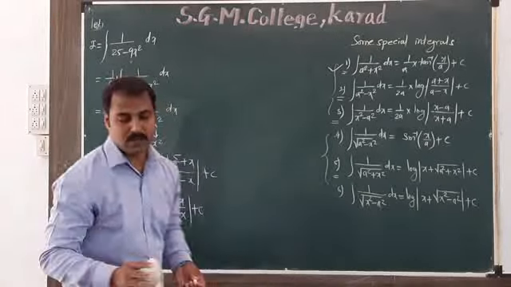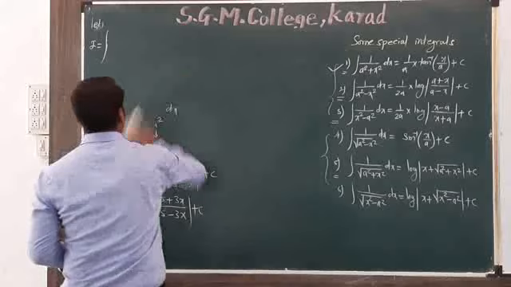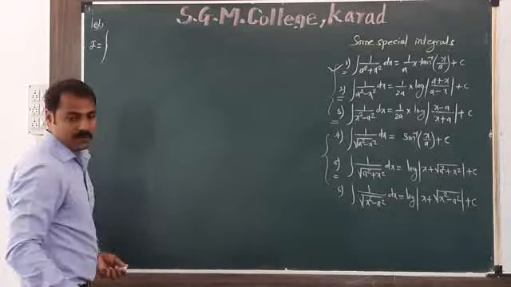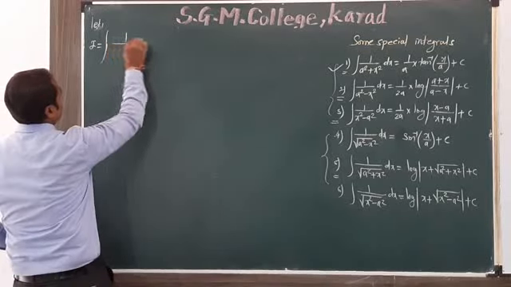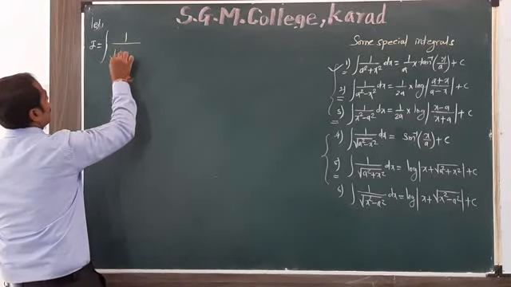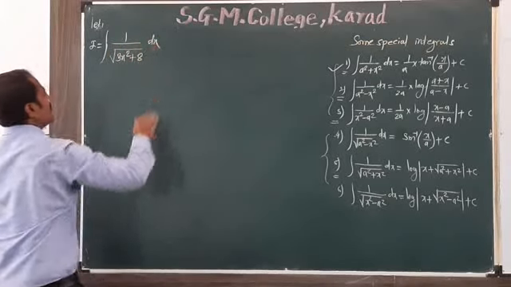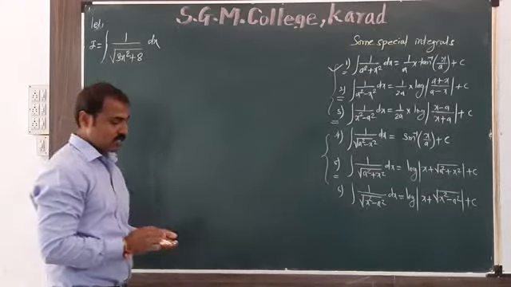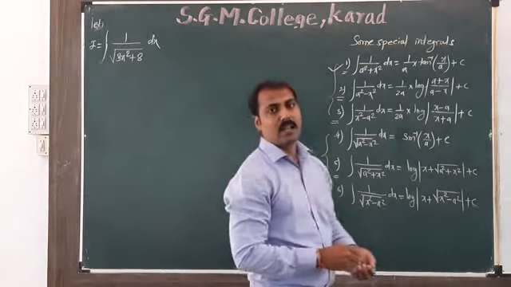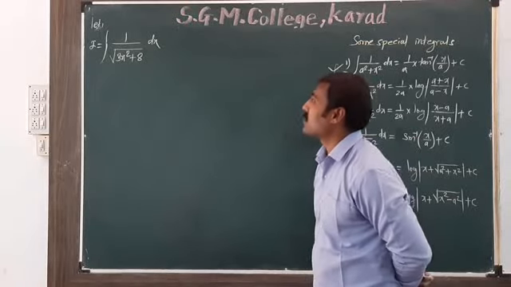Evaluate integration 1 upon square root of 3x square plus 8 dx. Look here. First I denote the given integration by I. So starting the solution, let I is equal to integration of 1 upon square root of 3x square plus 8.